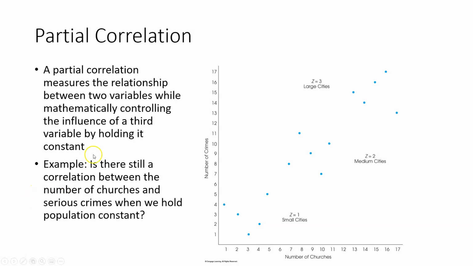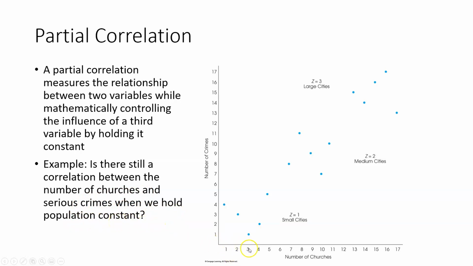So a partial correlation measures the relationship between 2 variables while mathematically controlling for the influence of a third variable by holding it constant. One example: is there still a correlation between the number of churches in an area and serious crimes in that area when we hold population constant?